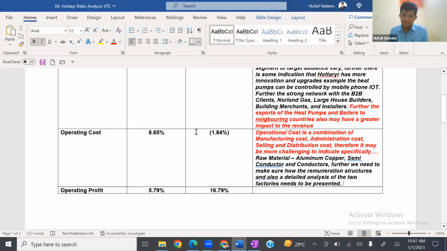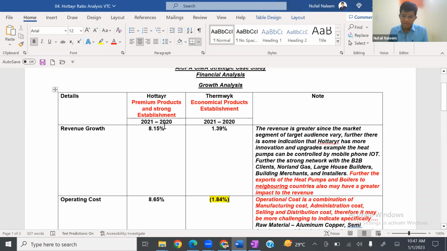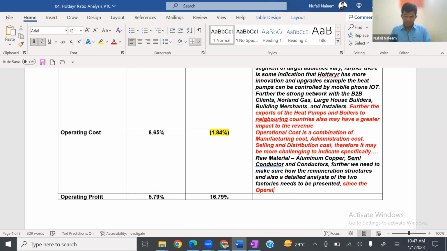The reason is, you see here they have 1.84 economical class. Now, the problem with economical class business is they always try to minimize the cost. But a premium brand will not try to minimize the cost. They will try to increase the cost and increase the value also. Yes, sir. So I will also mention, since the operational costs have increased, it is an increase in the expenses and values.